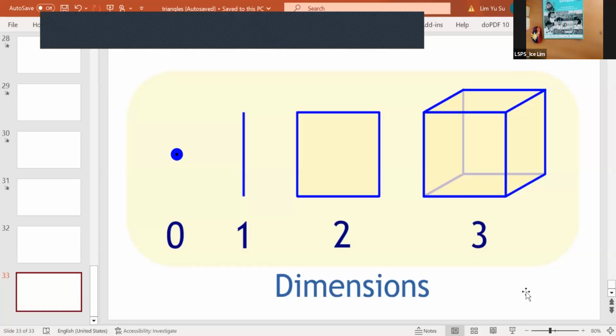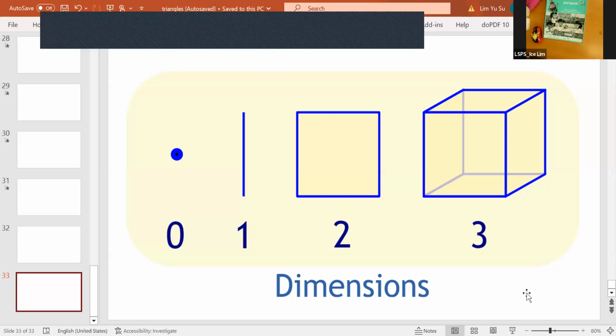Look at the 3 dimensions here again. I will say one more time. Can you see? You got right here.